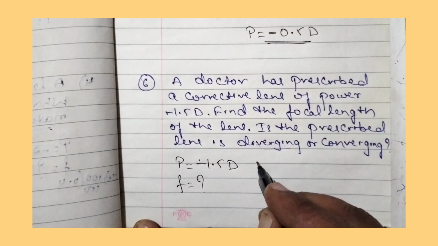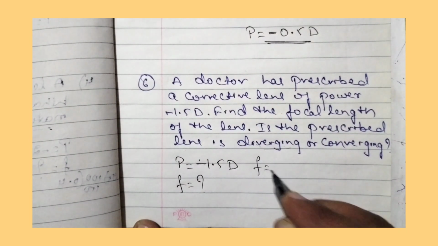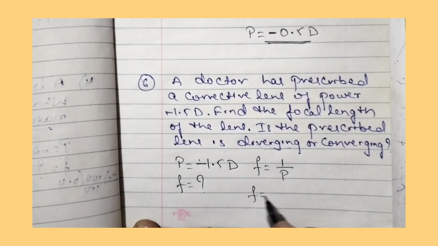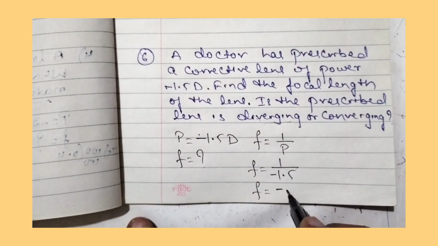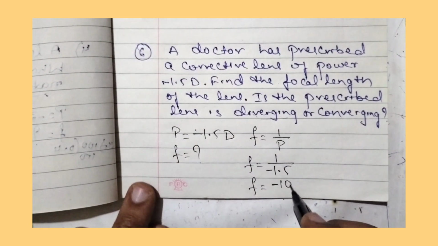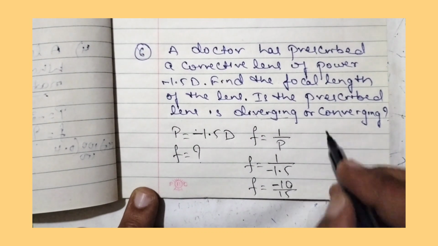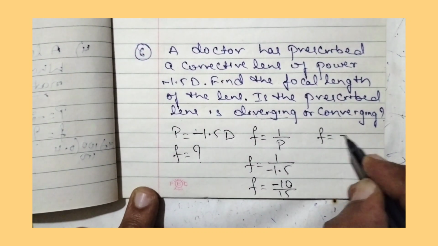So let us find out the focal length. Focal length is equal to 1 by power. F is equal to 1 divided by minus 1.5. So F is equal to, it will become minus. You remove the point and put 10 here. It will become minus 10 by 15. So focal length is equal to minus.